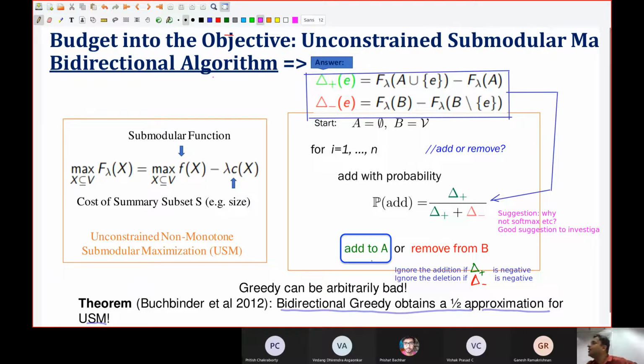Sorry? What if both are negative? That's a good question. I don't recall exactly what was done, but intuitively you should just ignore that E. If both are negative, then you should just let it remain, basically. There's no gain in removing it from B. There's no gain in adding it to A. Status quo, basically.